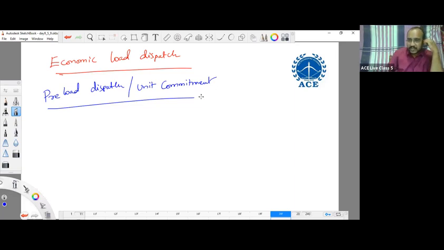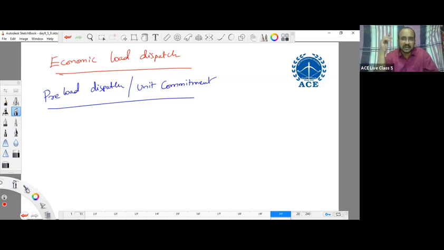So what do we mean by preload dispatch? Selecting the optimal number of generating units from the available healthy units so that it will meet the power demand, along with certain reserve capacity, because day by day the load is increasing. It is nature. To meet that increased load, we select with certain reserve.